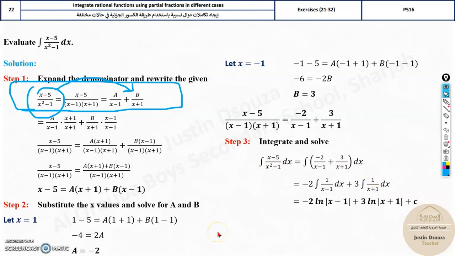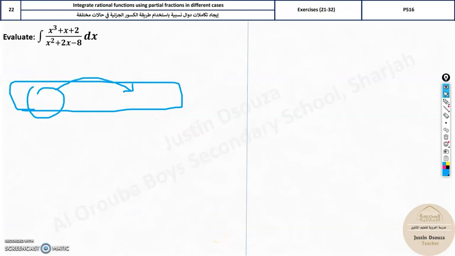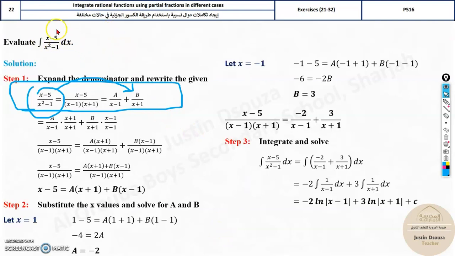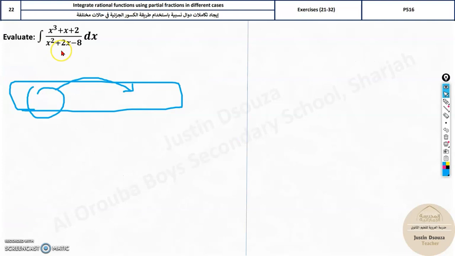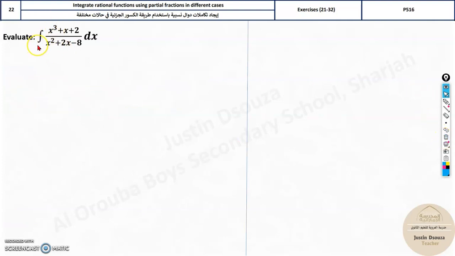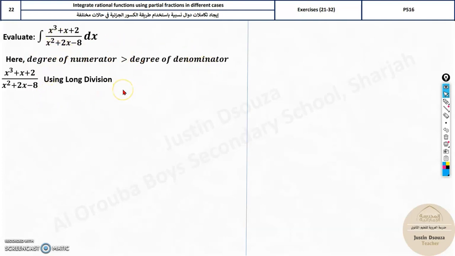Now, what if it's a more complicated problem? There are two types of problem. Now, here in the first problem, the numerator was smaller than the denominator in terms of degree, x power 1, x power 2. But what if it is equal or greater than? Now we will solve one for greater than and one for equal. Look, x to the power 3 is greater than x to the power 2 degree. Here, since the degree of numerator is greater than the denominator, you need to do the long division method. This is the extra step.